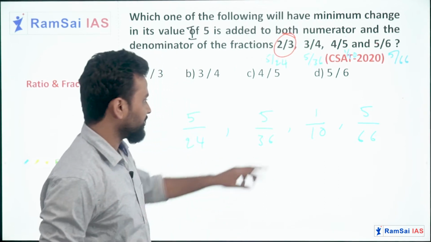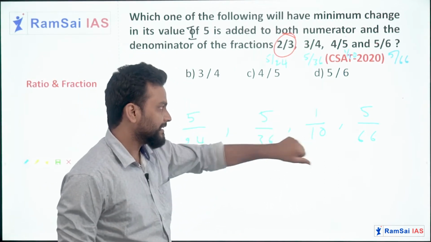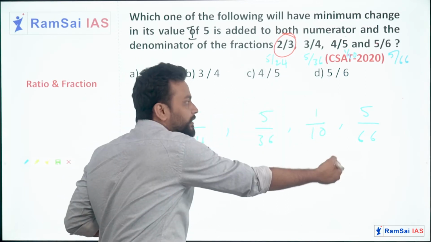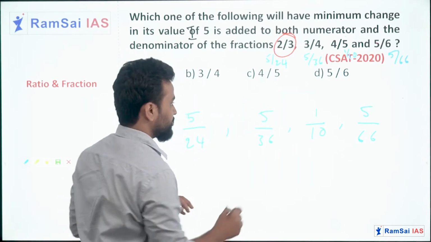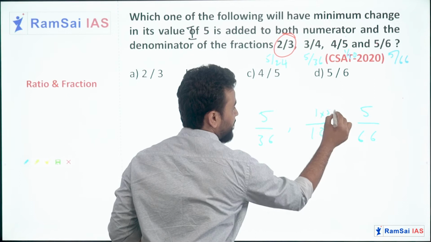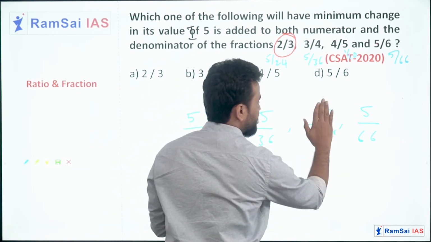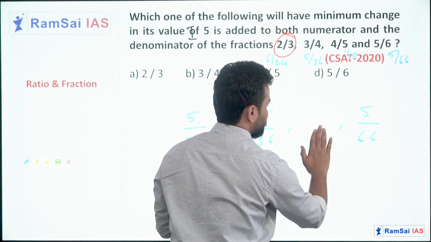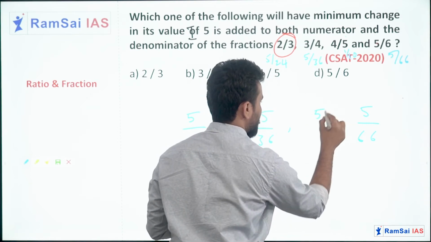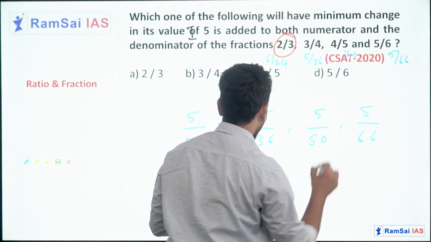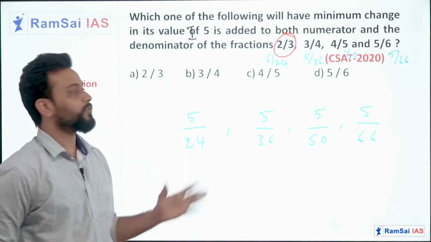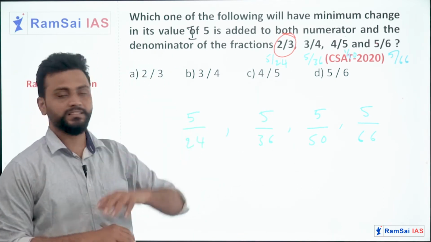So I will do one thing, I will convert this odd man 1 by 10 also in such a way that to get 5 in the numerator. So I will make it into 5 in the numerator and denominator, then it will be 5 by 50. Then it becomes 5 by 50. So these four are the changes in the fractions we are getting.